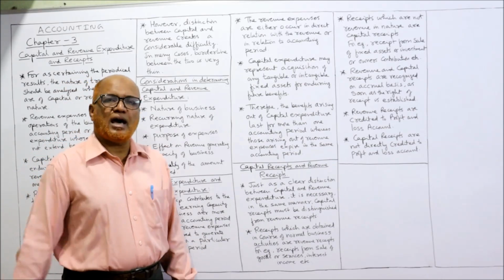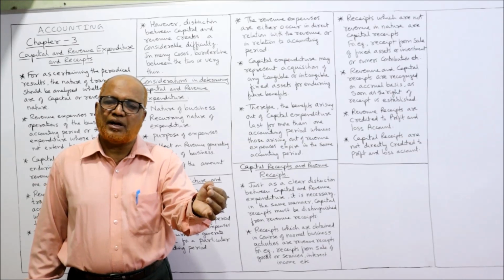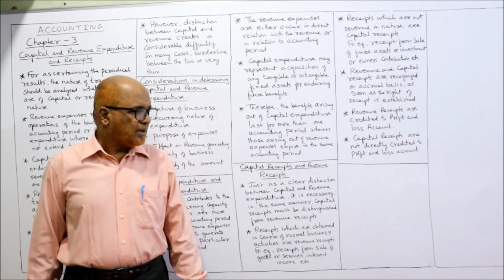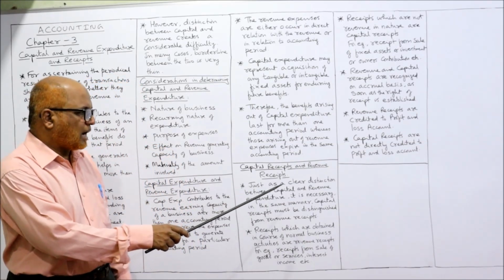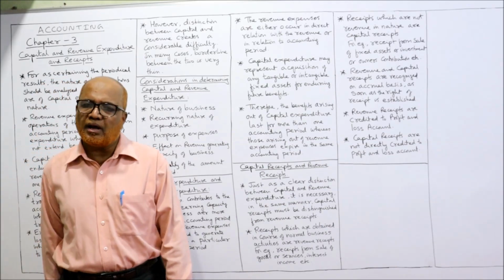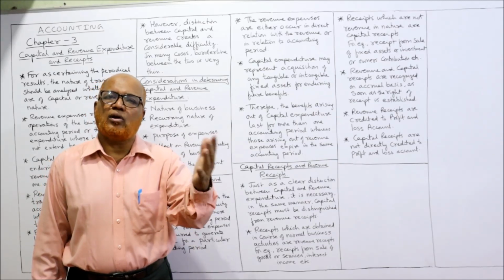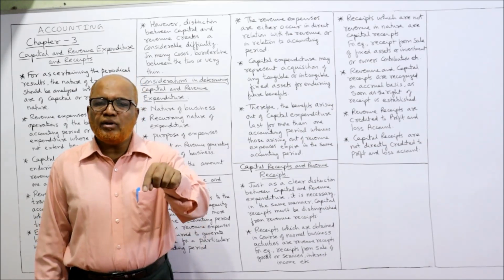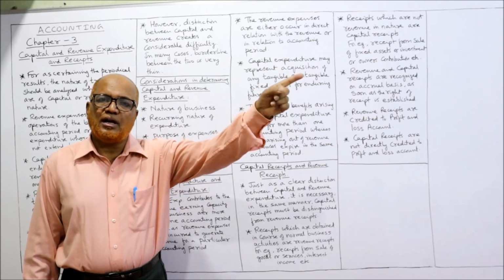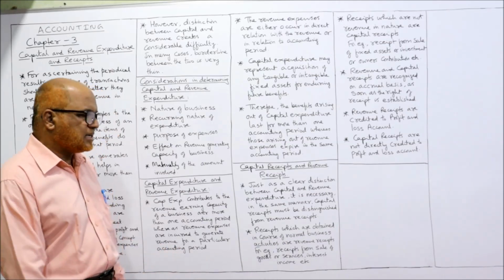Now, capital receipts and revenue receipts. Just like we have capital expenditure and revenue expenditure, in the same way we have capital receipts and revenue receipts, right? Just as a clear distinction between capital and revenue expenditure is necessary, in the same manner capital receipt must be distinguished from revenue receipt. Until and unless we divide capital receipt and revenue receipt, we will not get the true profit. The revenue receipt will be taken in the profit and loss account, and the capital receipt will be taken in the balance sheet.